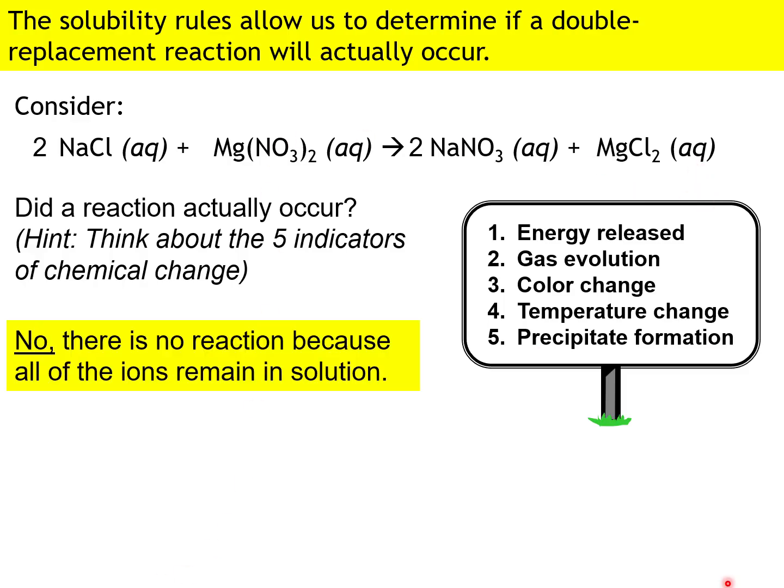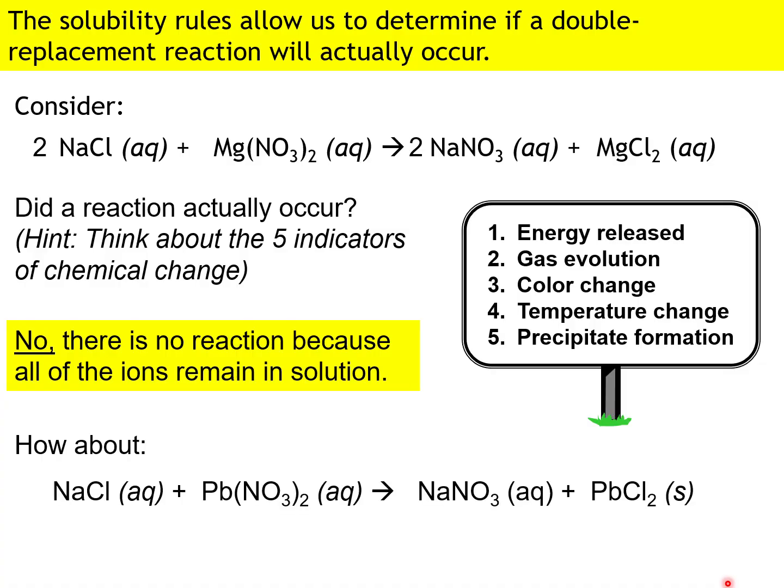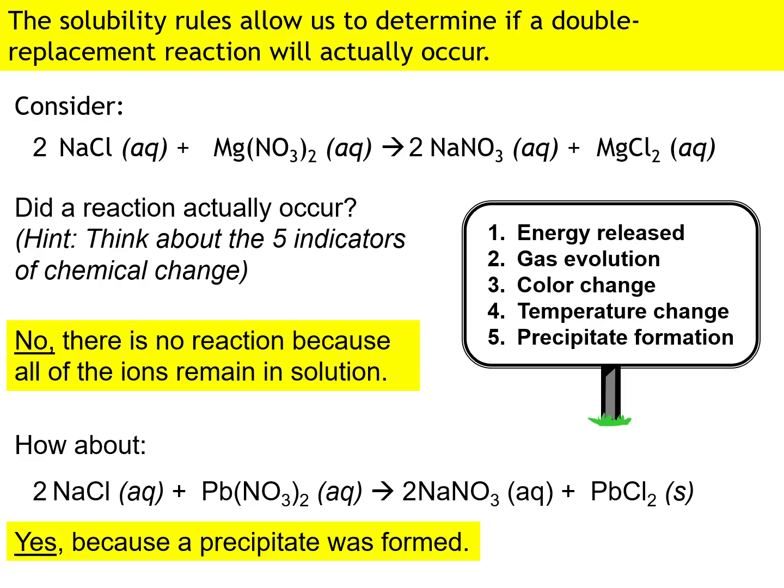So let's think about another example. Here we have, balance it again, the reaction between sodium chloride and lead-2 nitrate. And so we spot that a solid is being formed. Therefore that last one on the indicators has been satisfied. So yes, a reaction occurs, because a precipitate was formed.